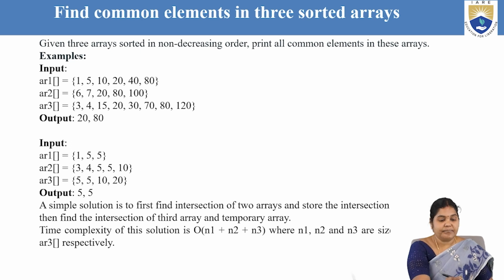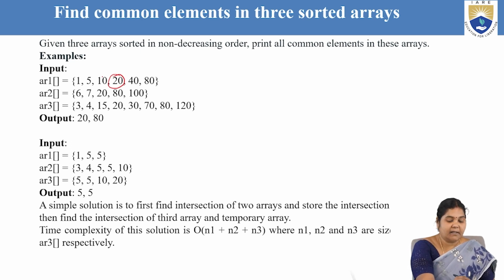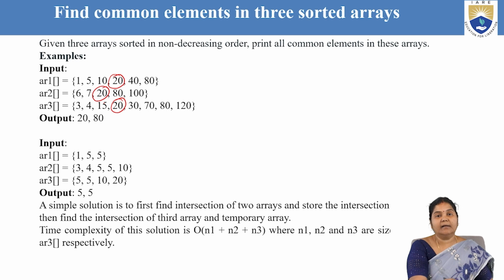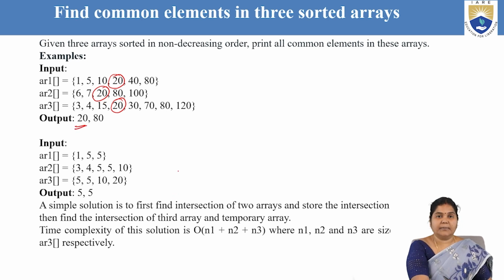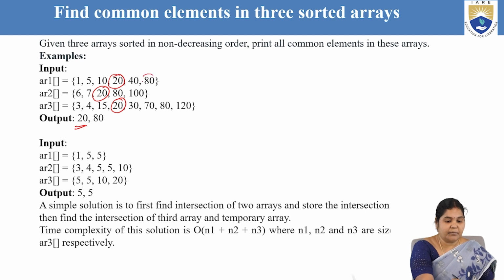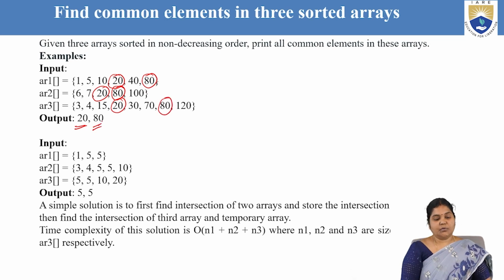If you look at the element 20, 20 is available in array 1, it is available in array 2 and also it is available in array 3. So it is a common element, so in the output 20 will come. Similarly, if you talk about 80, 80 is available in the first array, in the second array and also in the third array. So 80 is also a common element. So 20 and 80 will be the output, which are the common elements in all these three sorted arrays.